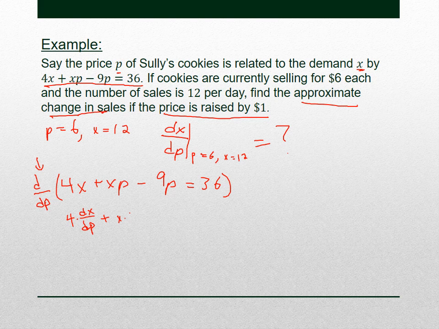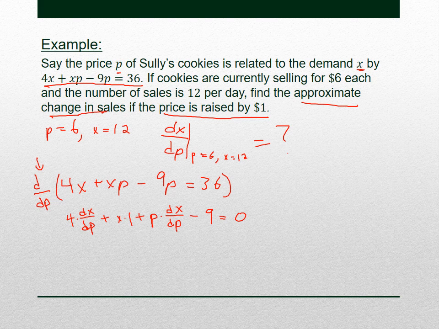Then we've got an x times p, so this is going to have to be a product rule. The first is x, the second is p. Take the derivative with respect to p and you get a 1. So that's the first times the derivative of the second, plus the second, p, times the derivative of x with respect to p, which is just dx/dp.